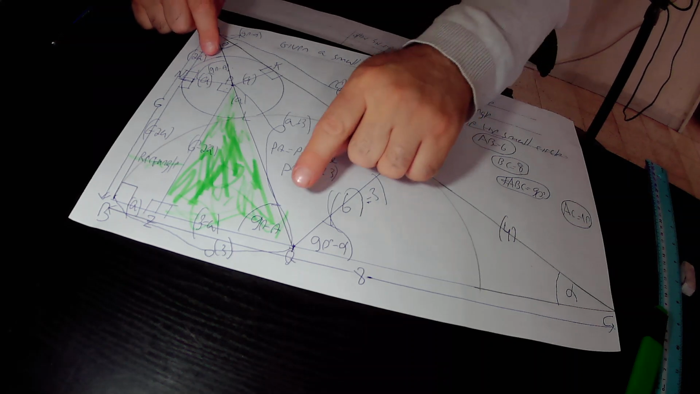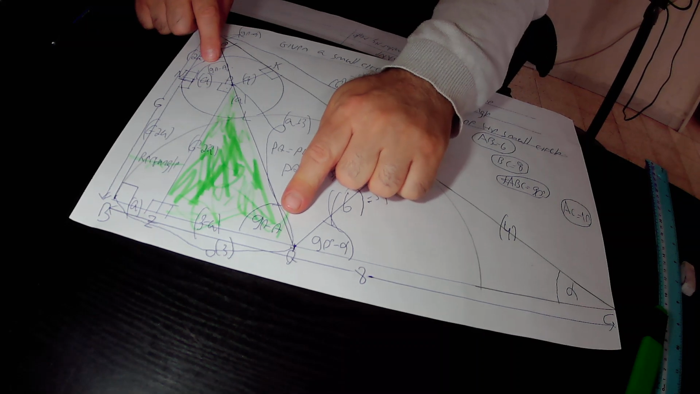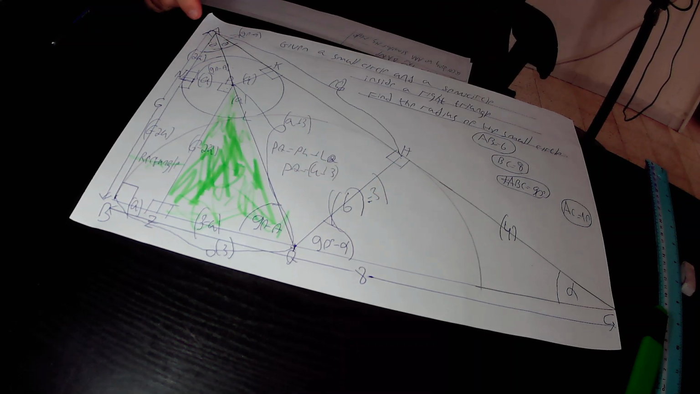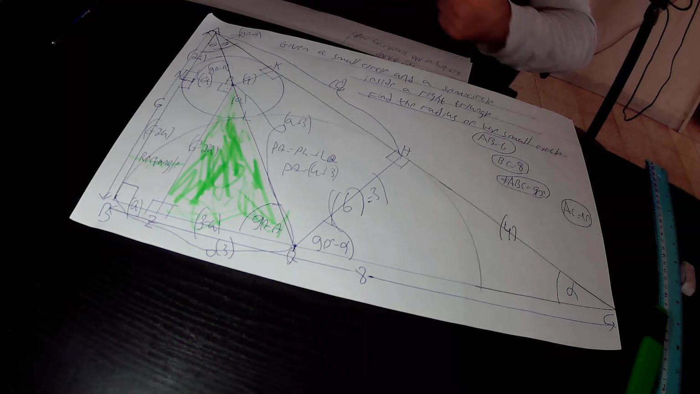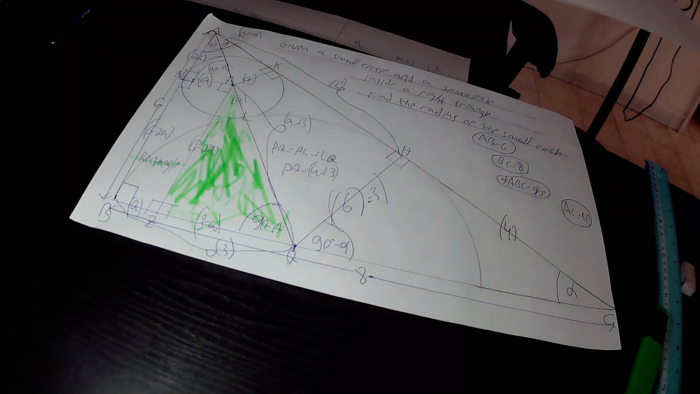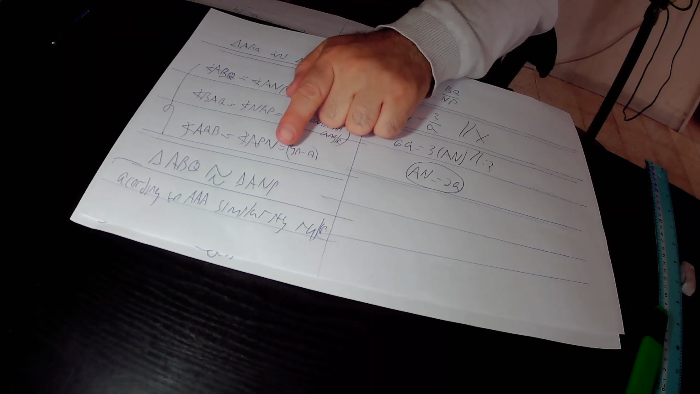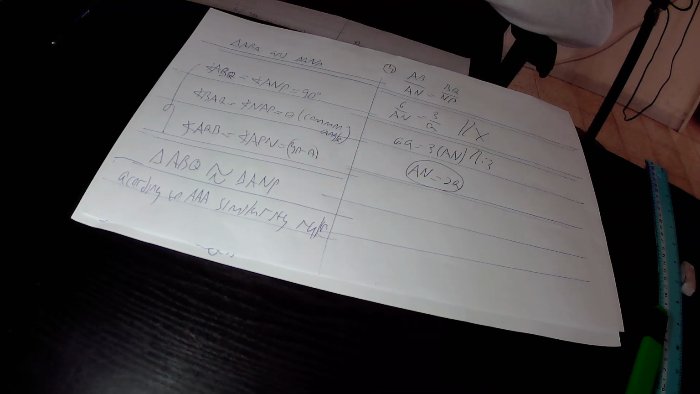And finally, those two angles are both equal to 90 degrees minus theta, therefore they are equal to each other. So we have proved that all three angles of the right big triangle ABQ are correspondingly equal to all the angles of the small right triangle ANP. Therefore, those two right triangles are similar to each other according to the angle similarity rule. So again, we found out that the right big triangle ABQ is similar to the small right triangle ANP according to the angle similarity rule.